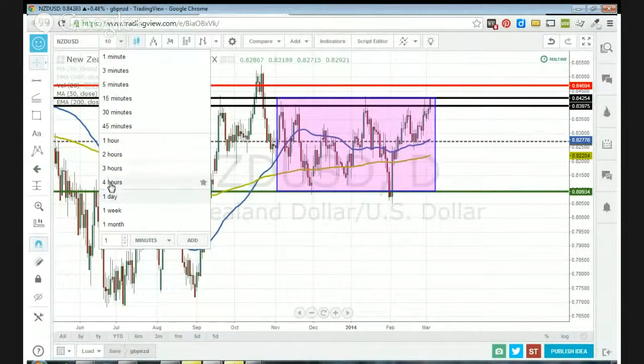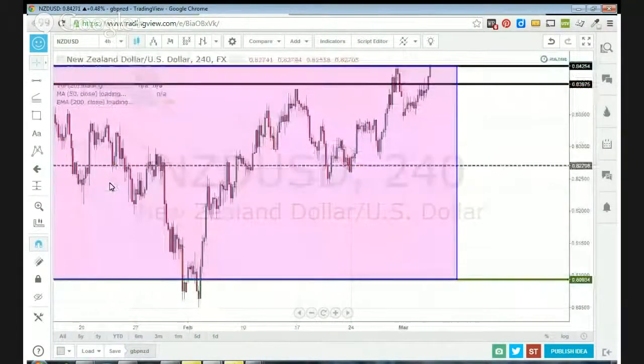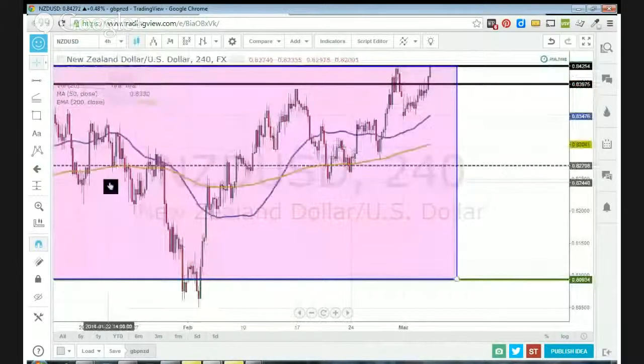Let's take a look at the 4-hour chart. And that's also looking strong. Okay, so nothing really I can do at the moment. Just wait it out, really.